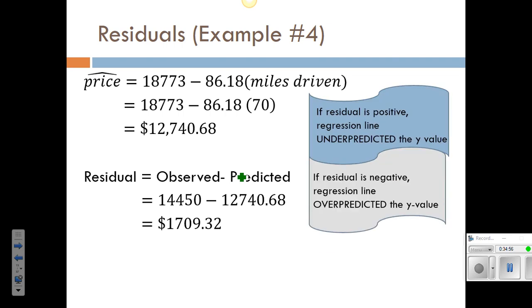All right. Now, a couple things here, and I'm going to show you the graph in just a second. If this residual happens to be positive, that means you have underpredicted the y value. It doesn't make intuitive sense, but once I show you, it's going to make a lot of sense. If the residual is negative, that means you overpredicted the y value.